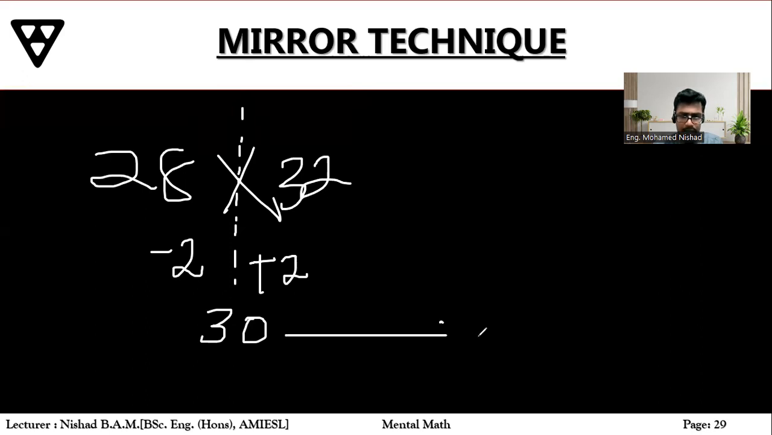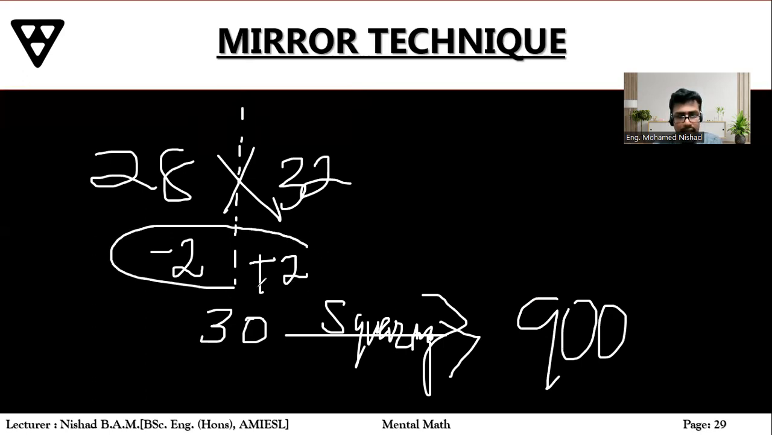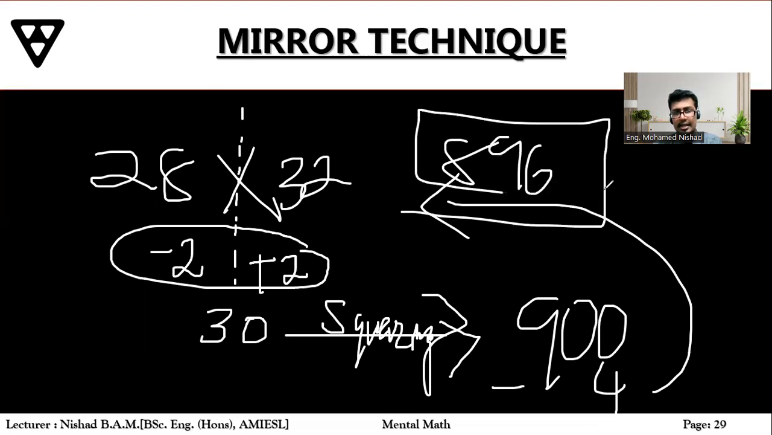Now the next step is squaring that number. So 30 square will be 900. After that, we have to multiply these two numbers together. That will be 4. What we have to do? Add it or subtract it? Subtract. So then that is the answer. How much will it be? 896. That is the answer.